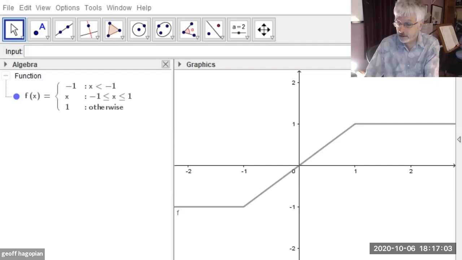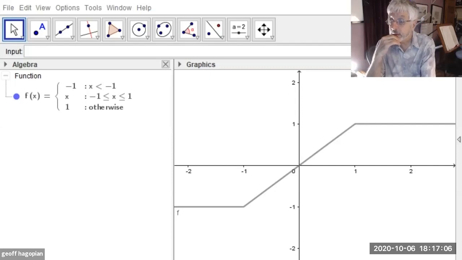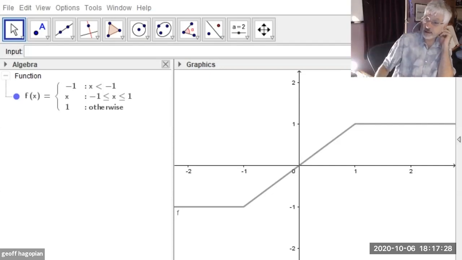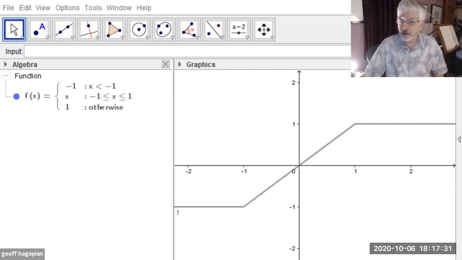Okay, I'm going to send this to everybody, and you can see it. I wrote in the chat what the function definition is. So you can see if x is less than -1, then you use -1. Otherwise, I have another condition: if x is between -1 and 1, use x, and then otherwise use 1. So that's the syntax for these conditional piecewise defined functions. Conditional because the formula for the output depends upon where you are on the input.